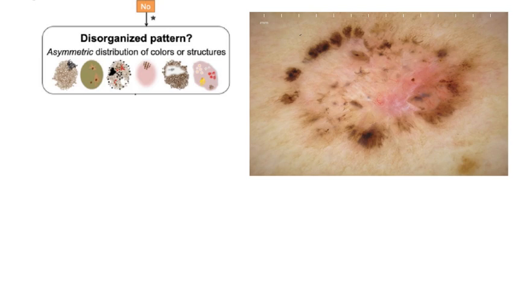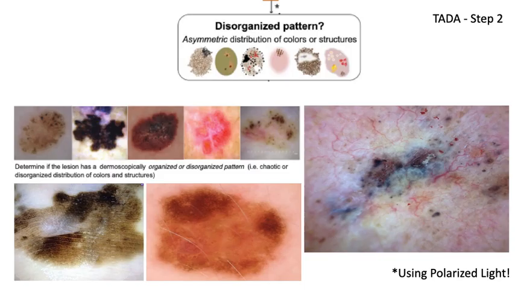And here we are asked if the lesion reveals a disorganized pattern. So what is a disorganized pattern? It refers to the symmetry in the distribution of colors or structures. So if we have an asymmetric distribution of colors and structures within the lesion, that lesion will be considered to have a disorganized pattern.